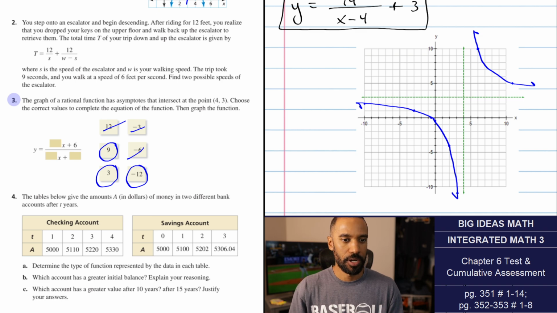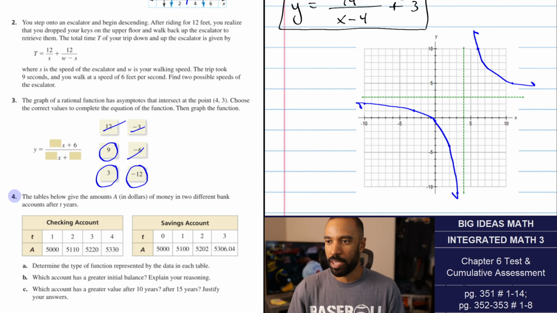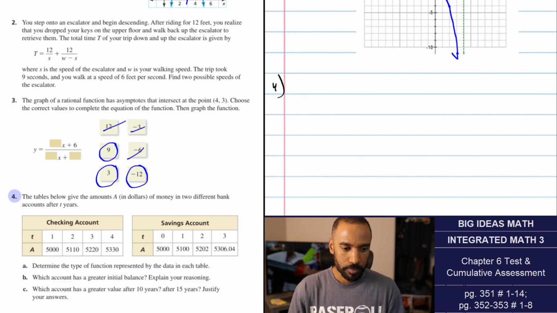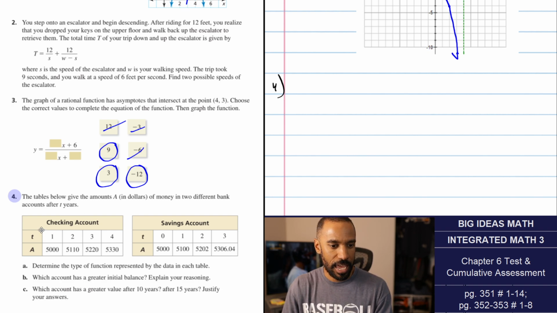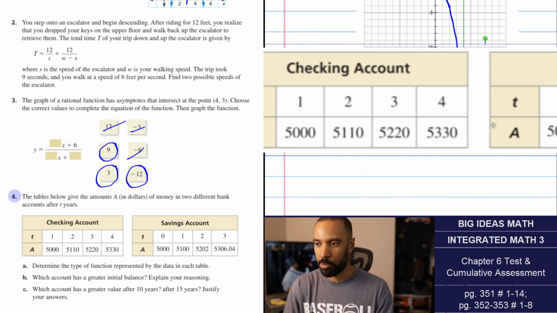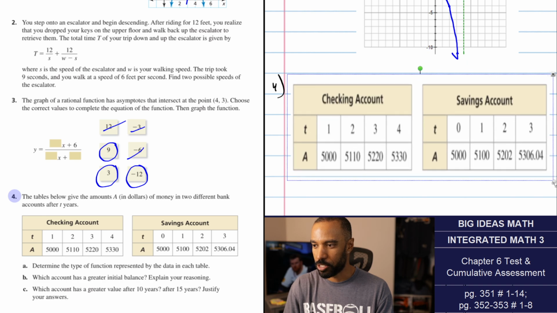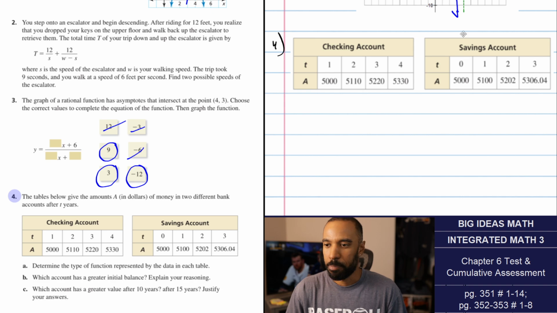Okay, let's go to number 4. The tables below give the amounts A in dollars of money in 2 different bank accounts after T years. I might have to copy paste these. Determine the type of function represented by the data in each table. I don't know how big or small those numbers are for you. Let's bring them here. They might still be pretty small here. Apologies. Okay. Determine the type of function.